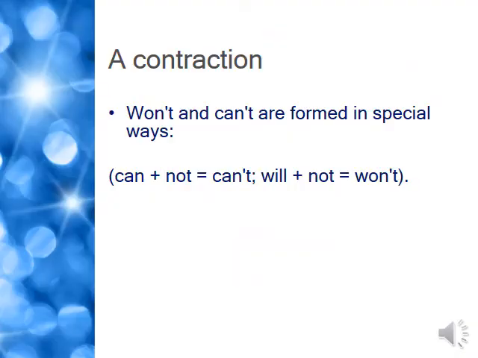A contraction, we have here won't, like we said at the beginning. Won't and can't are formed in special ways. Can and not, can't. Will and not, won't. So they are special forms of contractions.